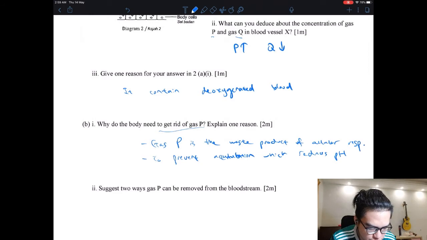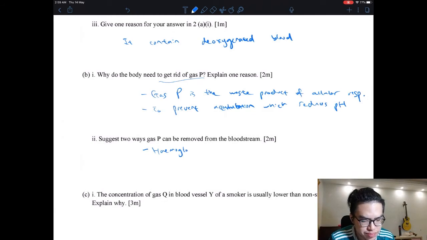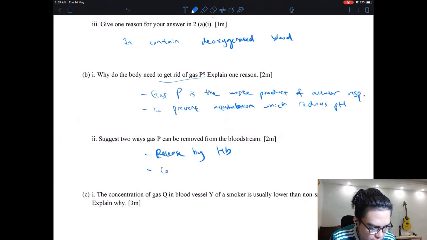Suggest 2 ways P can be removed from the bloodstream. 2 ways to remove from bloodstream. Oh, okay, you can use hemoglobin. Oh wait, from bloodstream, not into bloodstream. Remove from bloodstream, you can say, okay, release by hemoglobin or converted from carbonic acid, okay, to CO2 and water.